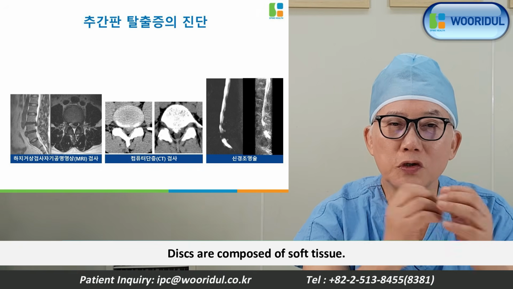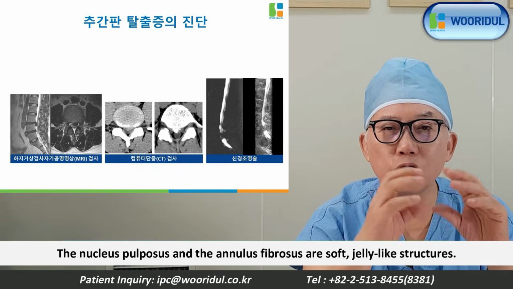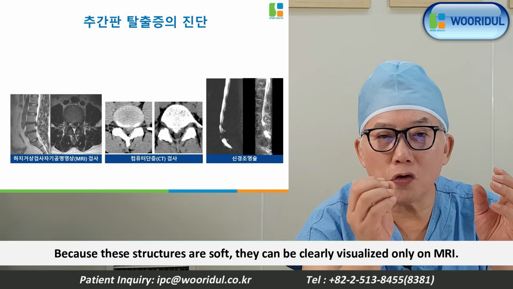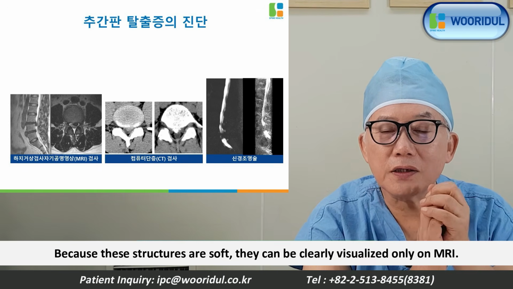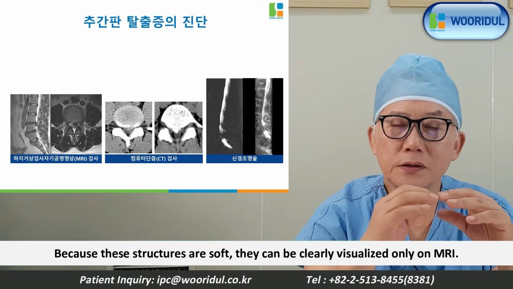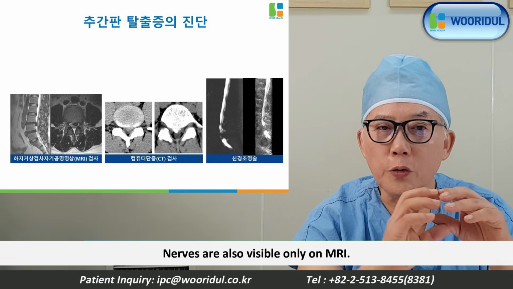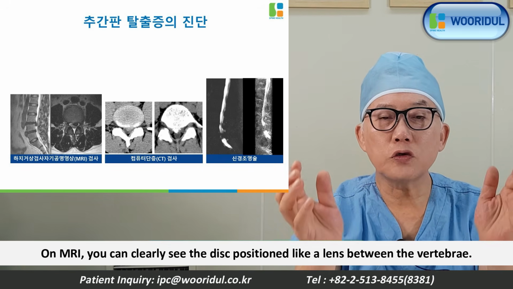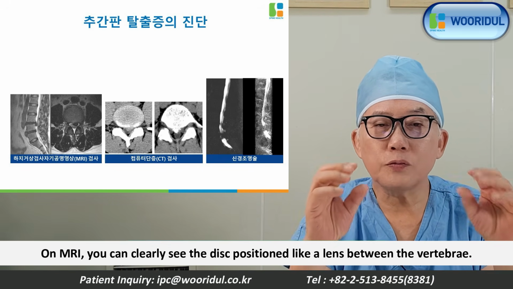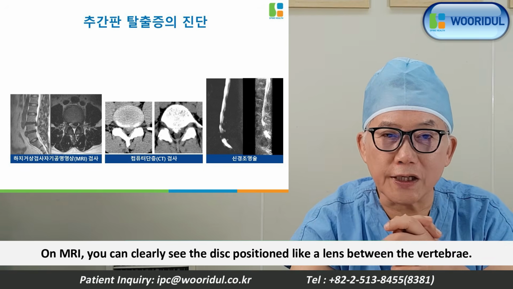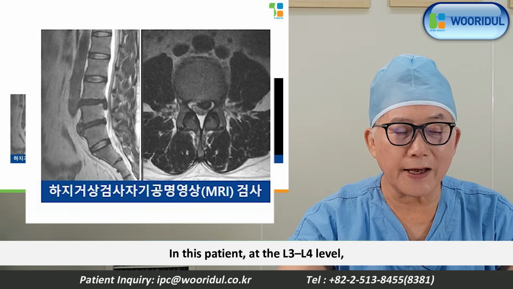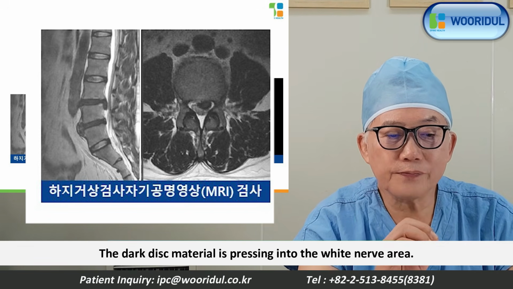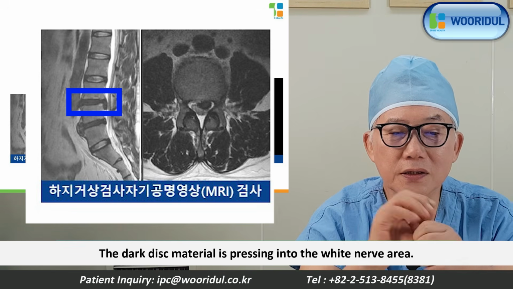Discs are composed of soft tissue. The nucleus pulposus and the annulus fibrosus are soft, jelly-like structures. Because these structures are soft, they can be clearly visualized only on MRI. Nerves are also visible only on MRI. X-rays, unlike MRI, cannot show nerves. On MRI, you can clearly see the disc positioned like a lens between the vertebrae. In this patient, at the L3-L4 level, the disc has ruptured and is compressing the nerve behind it. The dark disc material is pressing into the white nerve area.